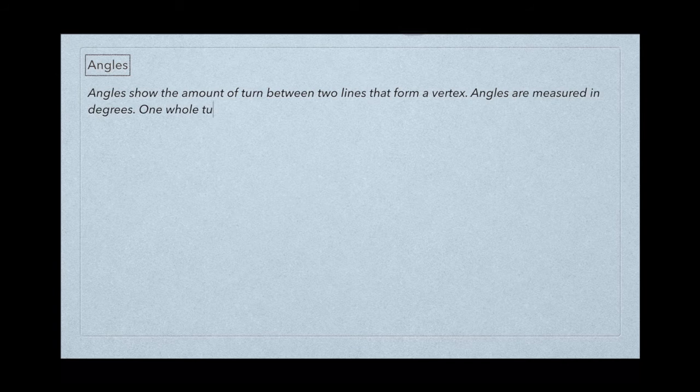Angles. We're going to start our session by defining an angle. So what does an angle mean? An angle shows the amount of turn between two lines that form a vertex. Angles are measured in degrees. One whole turn is 360 degrees, or 4 right angles.